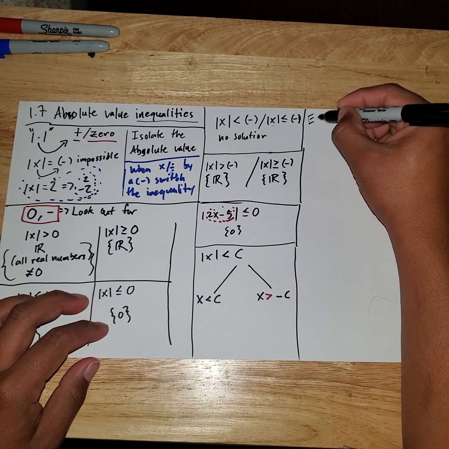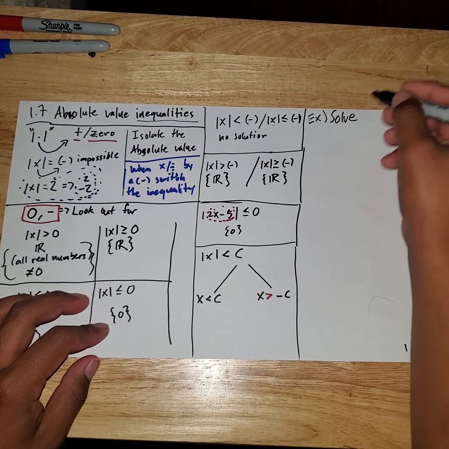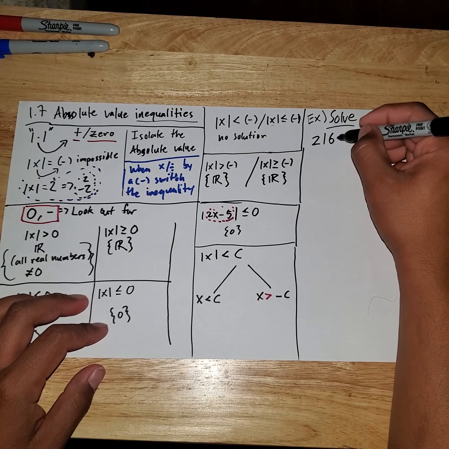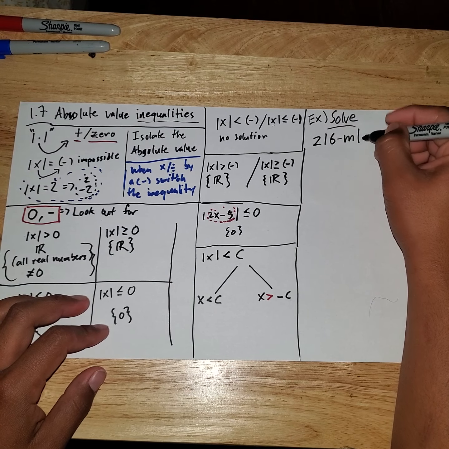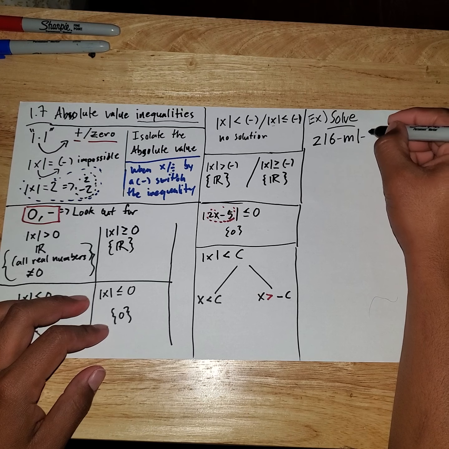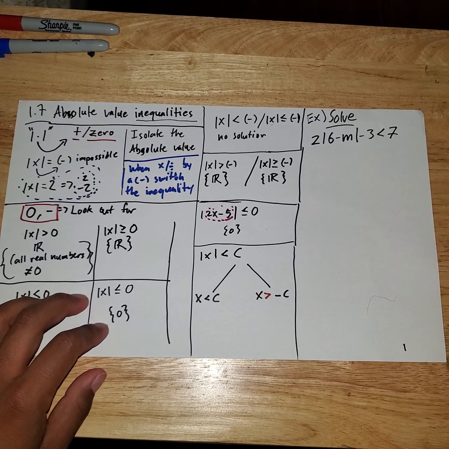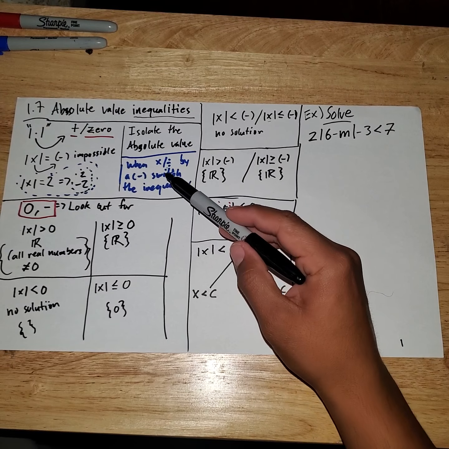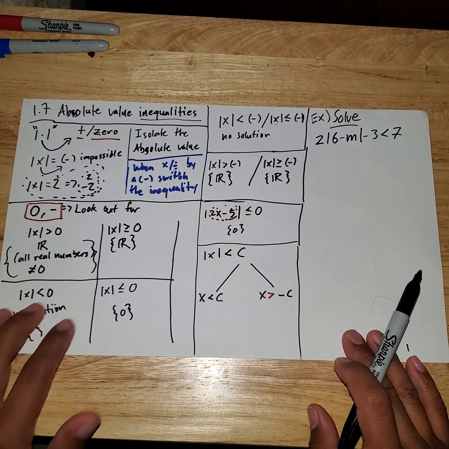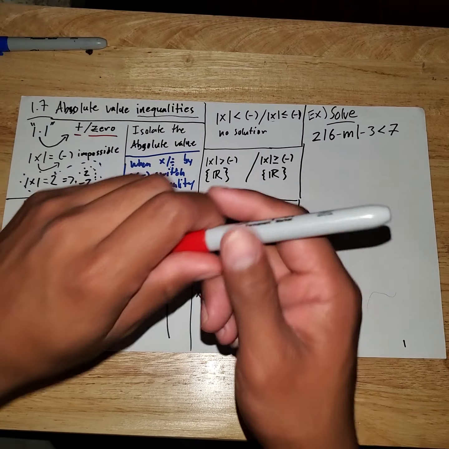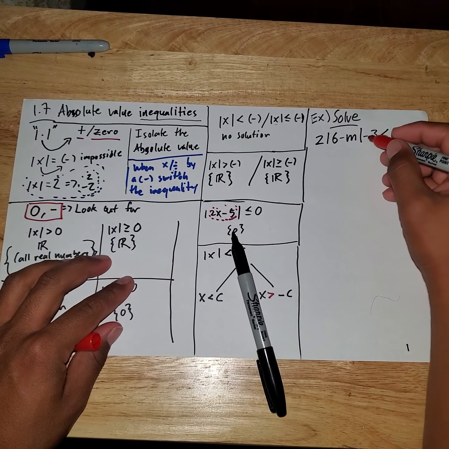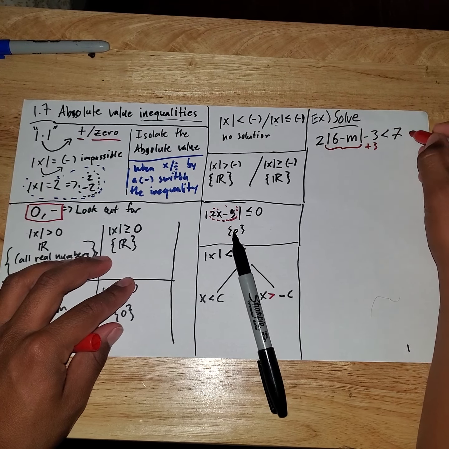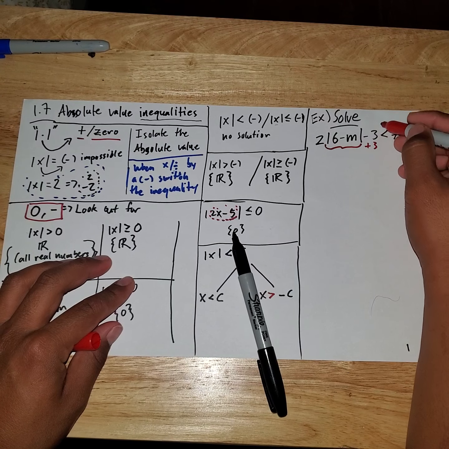So for example, let's solve. We have 2 absolute value of 6 minus m, minus 3, less than 7. So again, everything is the same as an equation. That was the only difference that you ought to watch out for when we were solving inequalities. So we still have to do everything pretty much the same. So I want to take care of this. I want to isolate this first. So that means I need to add 3. Here we're going to cancel.